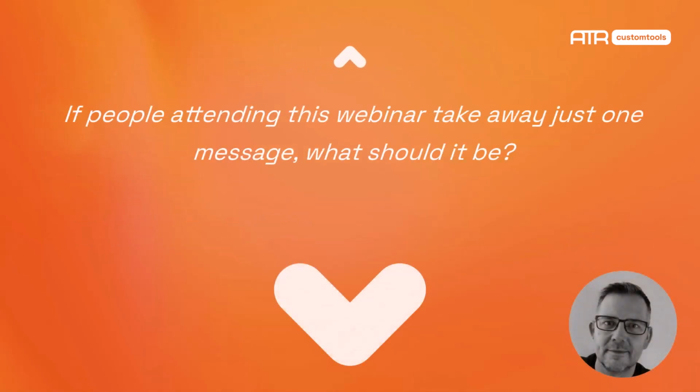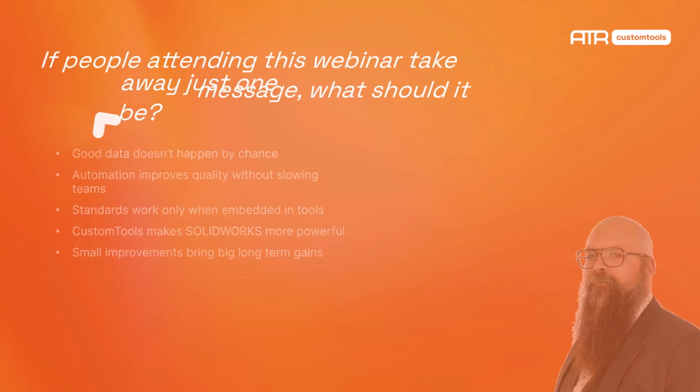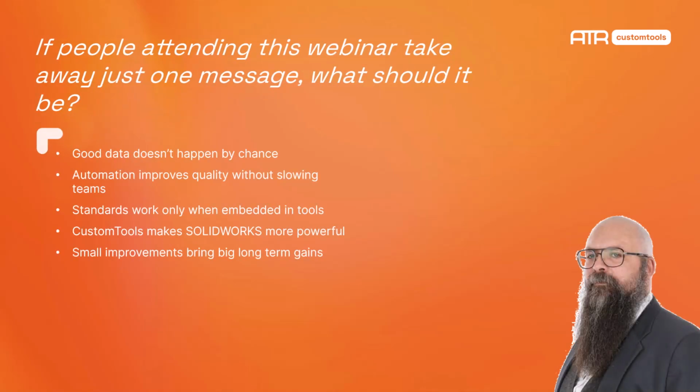Lastly, if people attending this webinar should take away just one message, what should that be? Good data doesn't happen by chance. Standards only work when they're embedded directly into the tools that people use every day. Automation improves quality without slowing teams down, and even small improvements can lead to big long-term gains.